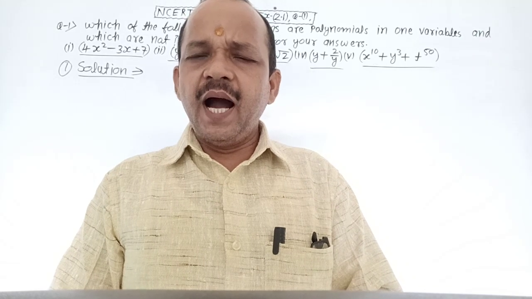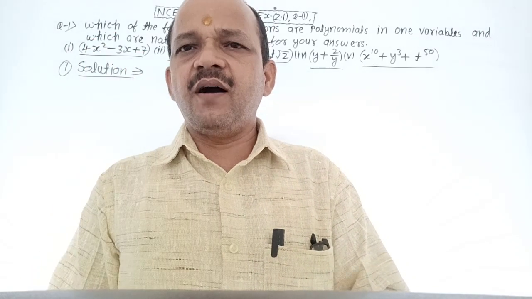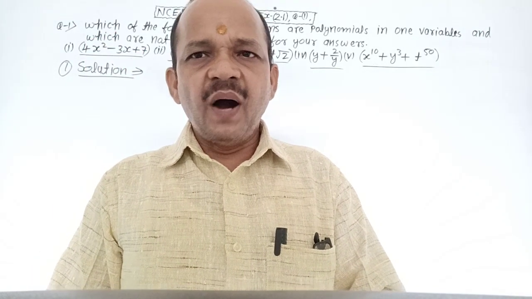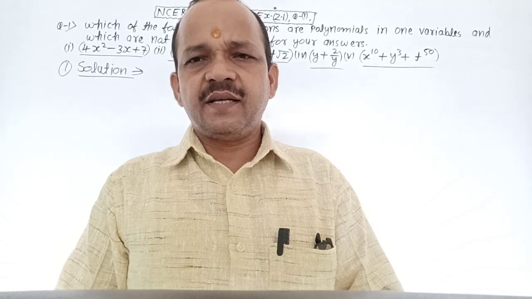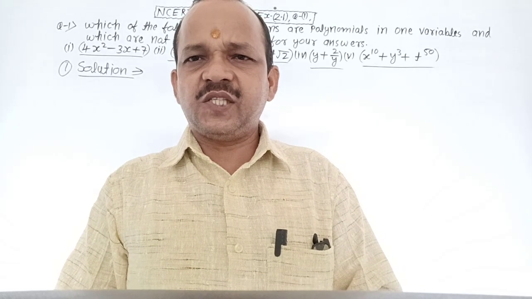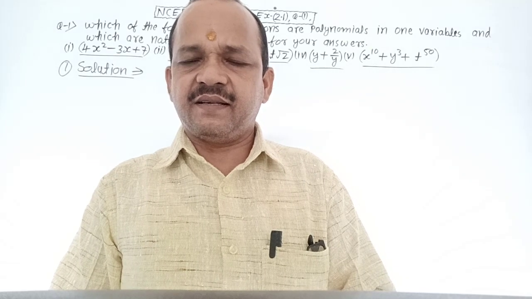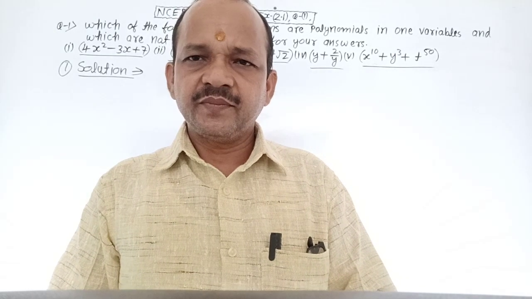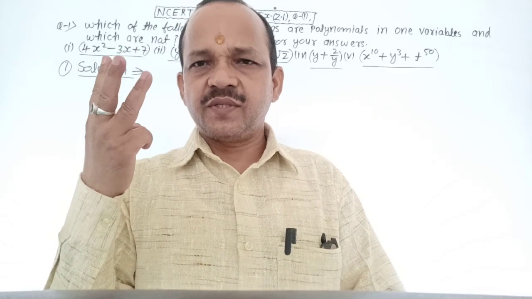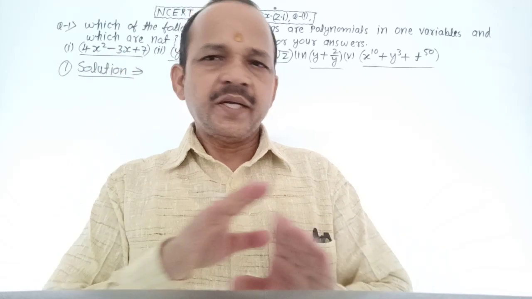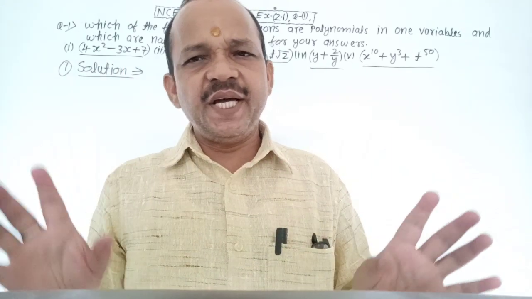Next, cubic polynomial. A polynomial having degree 3 is called a cubic polynomial. The form of a cubic polynomial is ax cube plus bx square plus cx plus d equal to 0. It has 3 zeros, meaning 3 answers. It is clear? No confusion about it?